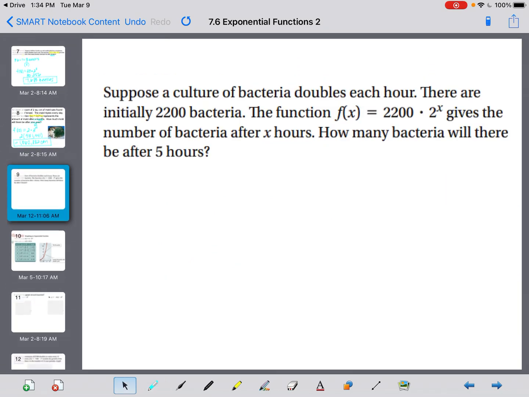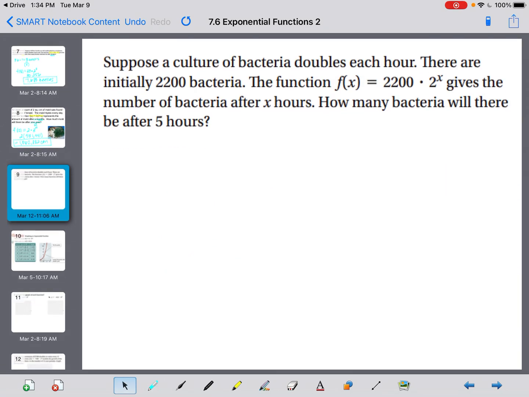All right, this would be a good one for you to try on your own. Suppose a culture of bacteria doubles each hour, initially starting with 2,200 bacteria. The function 2,200 times 2 to the x gives the number of bacteria after x hours. How much bacteria will there be after 5 hours? So try this one on your own and come check out the answer.